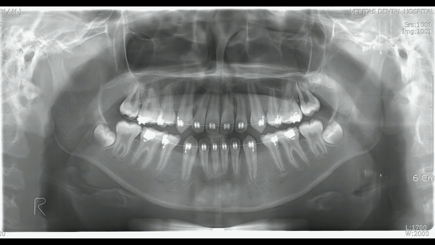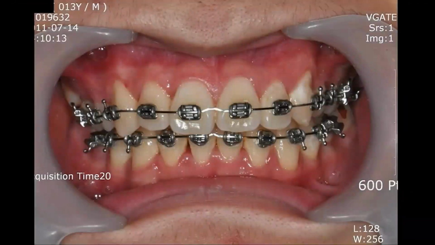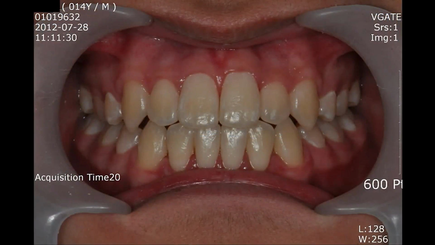After the leveling, the remaining spaces were symmetrically closed. Note that there were no asymmetric extractions or use of asymmetric mechanics involving horizontal forces in this patient. End of the treatment.